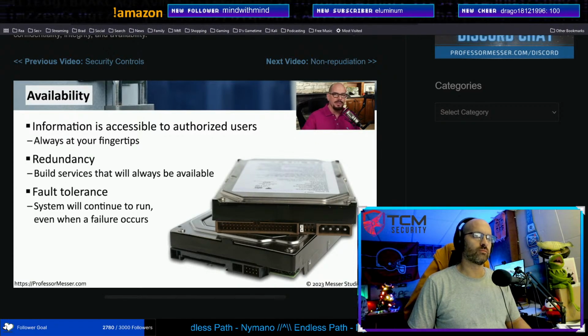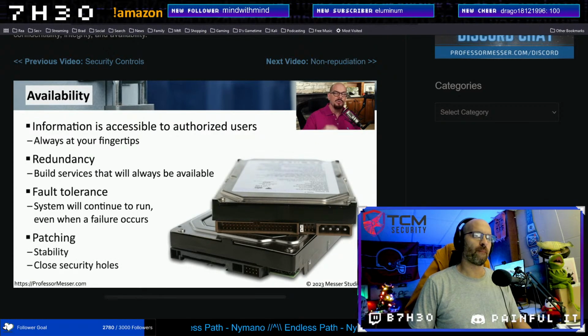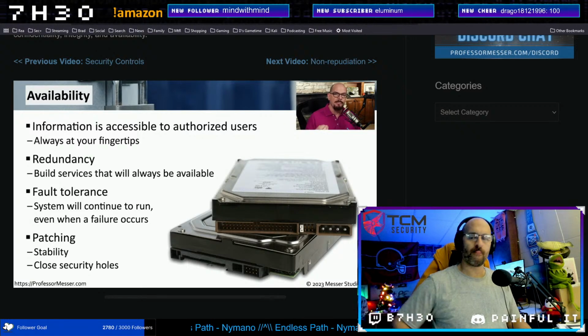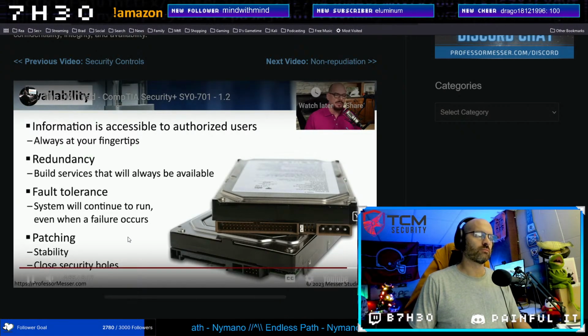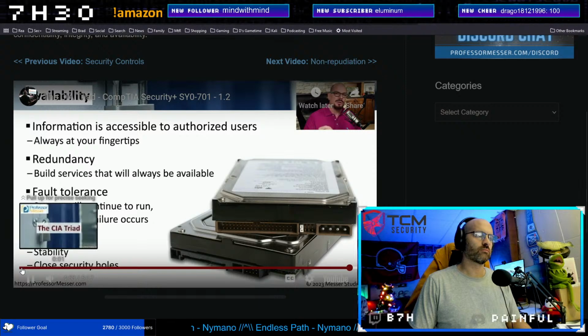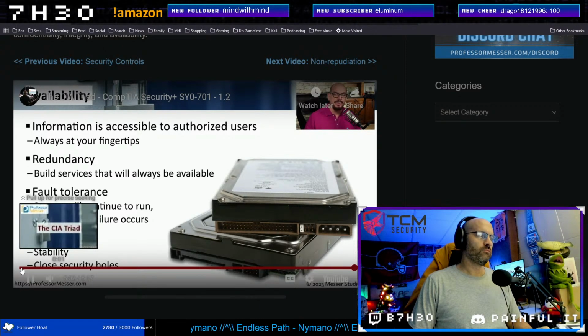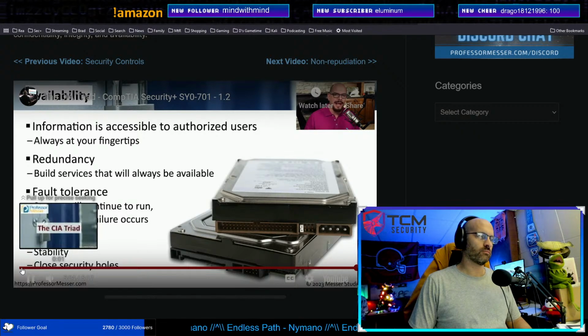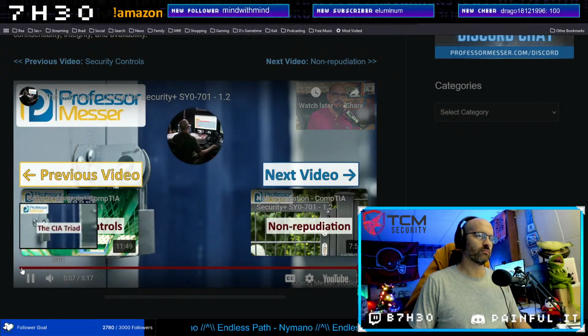And of course, if you're concerned about systems being available, you'll constantly need to make sure that they are managed and updated by patching those systems. This ensures that the systems are always as stable as possible and that we can close any existing security holes, preventing someone from gaining access through some type of exploit.